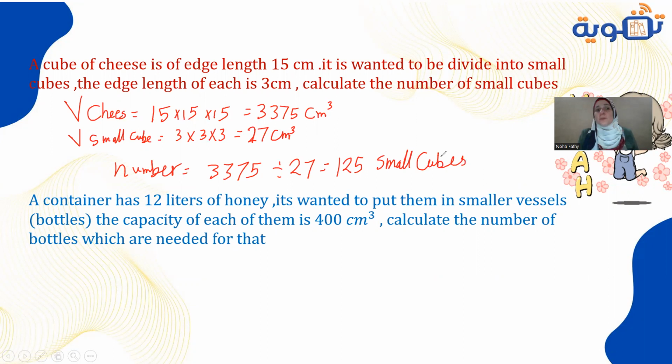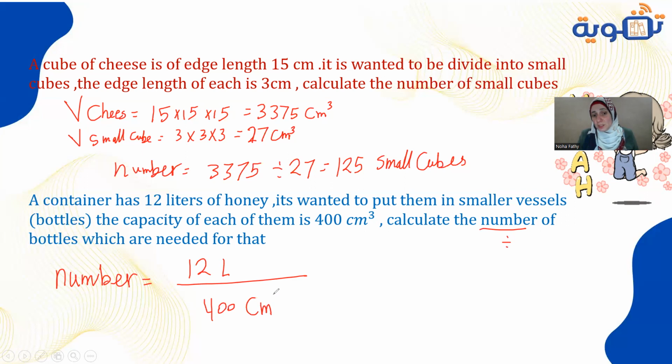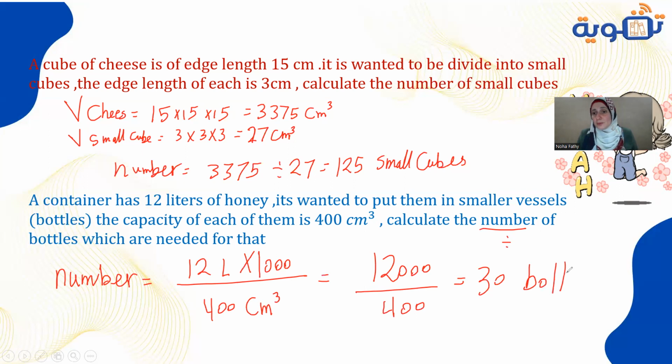A container has 12 liters of honey, wanted to be put in smaller vessels, bottles, the capacity of each 400 cubic centimeter. Find the number of the bottles. I said number, it means divide. Divide what over what? Big volume over small volume, or big capacity over small capacity. I will divide 12 liter over 400 cubic centimeter, but I can't divide liter over centimeter. So multiply by 1,000 first. So equals 12,000 over 400 equals 30 bottles.